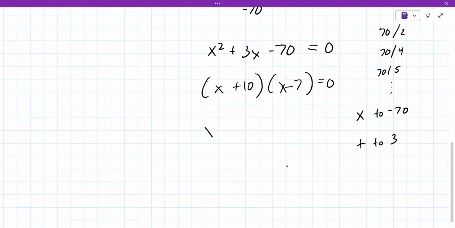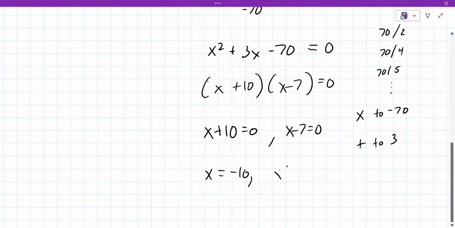All right, so now you set each of these equal to 0. X plus 10 equal to 0, x minus 7 equal to 0. All right, so then x equals minus 10, x equals plus 7. Yeah, now one of these makes sense in the context of the problem. Which one is it?